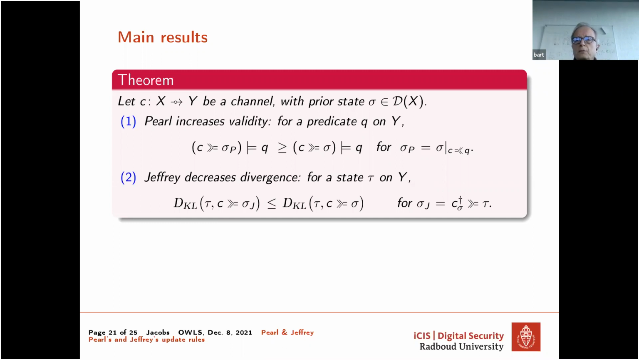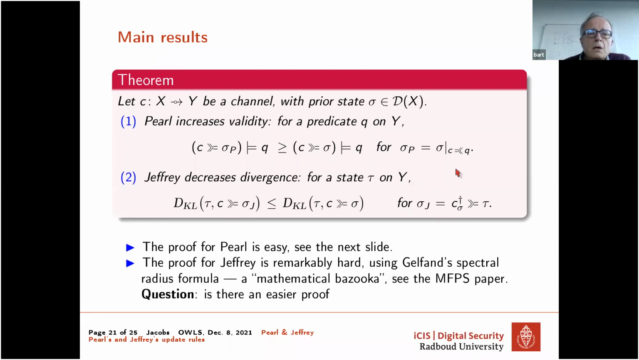And remember, this is what people said in prediction theory. The human mind is a Bayesian prediction and correction engine. So the prediction is here in the state transformation, and the correction is in here where you reduce the divergence. Okay, the proof for Pearl is easy. I can do it on the next slide. The proof for Jeffrey is remarkably hard. It uses Gelfand's spectral radius formula, which is a mathematical bazooka, and which is in the MFPS paper. Actually, I put it in the appendix of the paper because it's such a horrible, three-page proof or something. And the big question is, is there an easier proof? I don't have an answer to that.